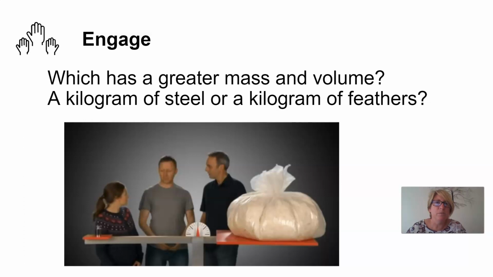I think it is also possible in your thinking that you didn't fully read the end half of the sentence, and that was commenting on the volume. What would a kilogram of steel look like? How much space? What volume would a kilogram of steel occupy? And how much space or what volume would a kilogram of feathers occupy? So while you look at this picture, I want you to go over the question and answers again. Which has a greater mass and volume, a kilogram of steel or a kilogram of feathers?